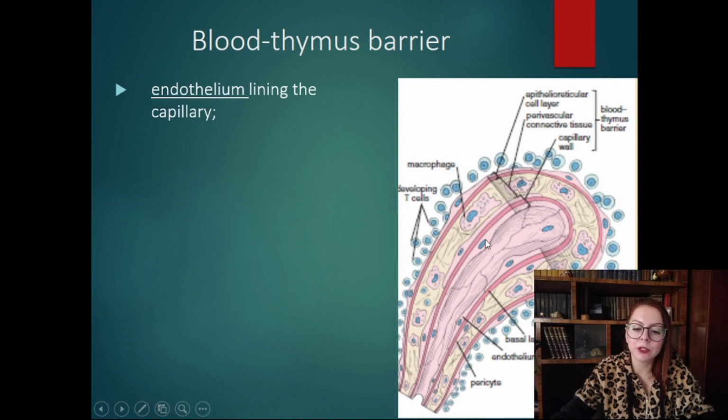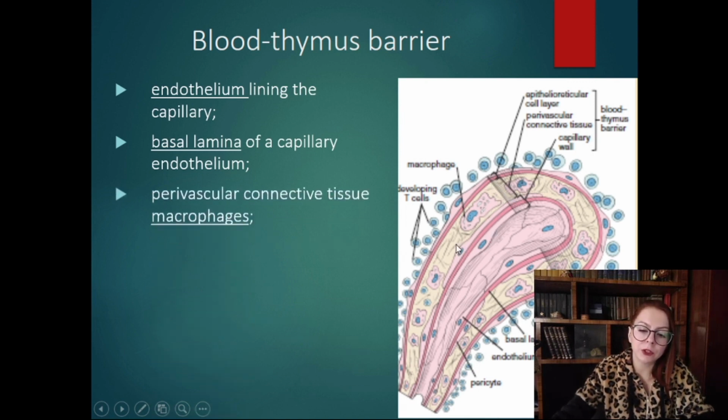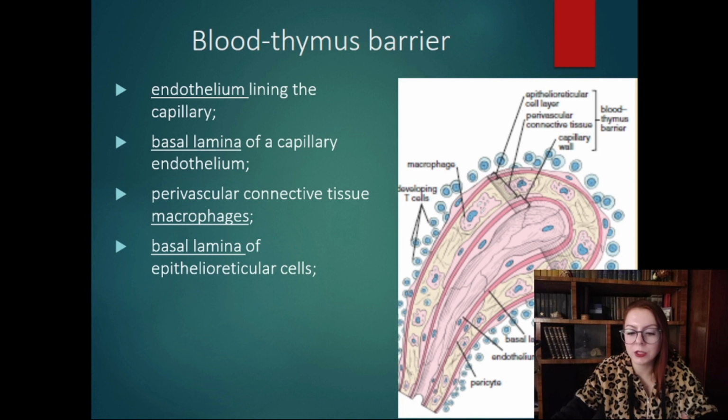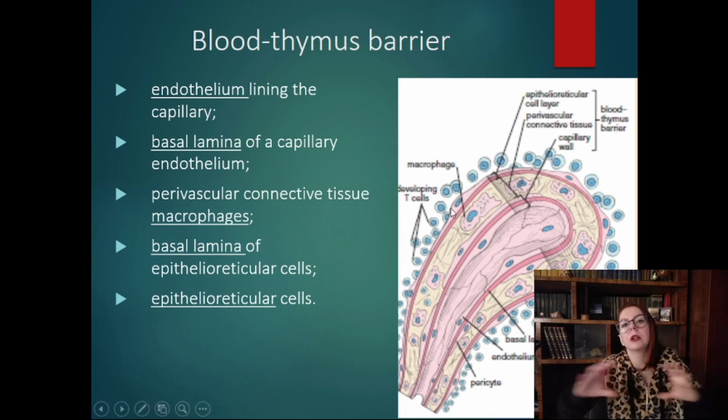First, we have to mention that there is the endothelium. After that, basement membrane with the pericytes around them. After that, perivascular connective tissue. Here it is with macrophages inside them. And after that, that's what's unusual and what is present only in the thymus. This is the basal lamina. Here, this is the red one. Basal lamina and epithelial reticular cells. So those two components are absent in other organs. In other organs, blood capillaries are lined only with the endothelium and basement membrane. In case of the thymus, every vessel additionally has an epithelial reticular covering.